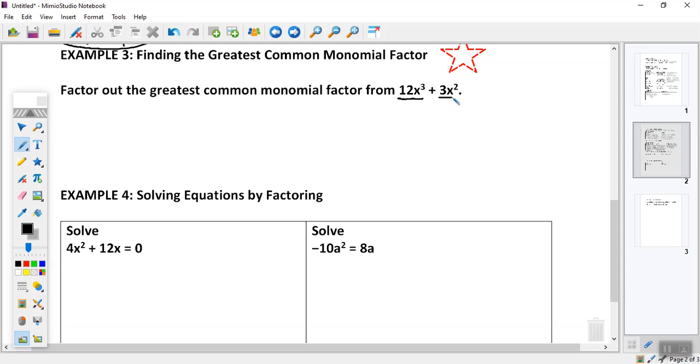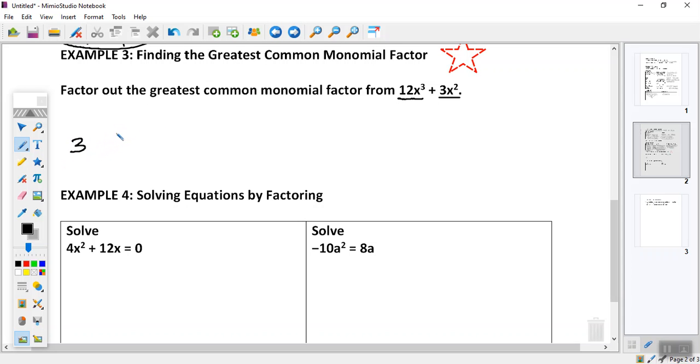12x to the third and what? 3x to the second, okay? Now, a couple different ways I can do this, but I want you to think about it this way. First of all, just look at the 12 and the 3 right here. Can you think of a number that would divide evenly into 12 and 3 other than 1? Furthermore, the largest value that would go into both? 3.